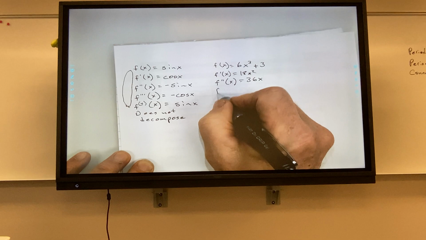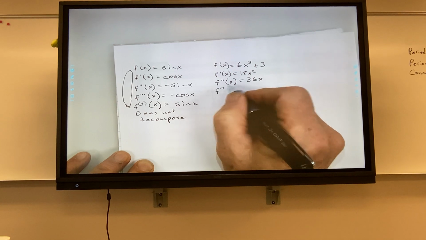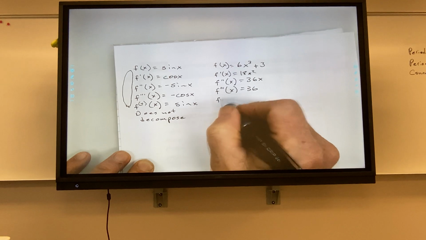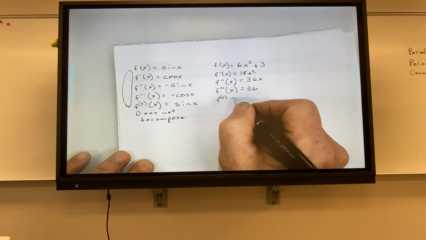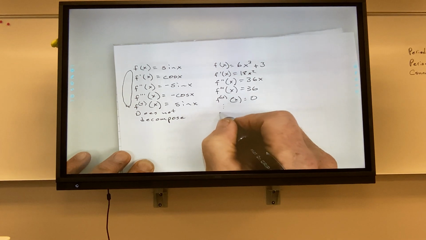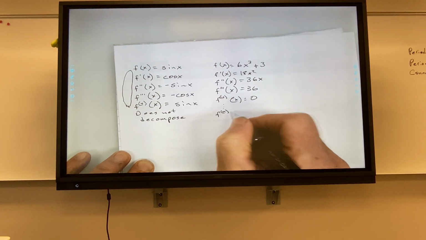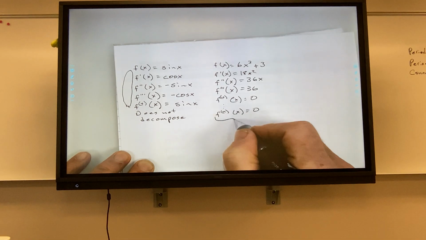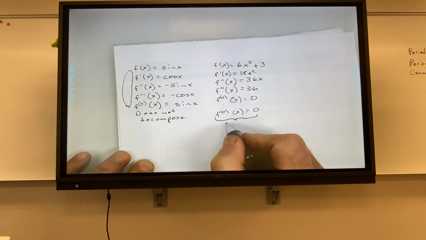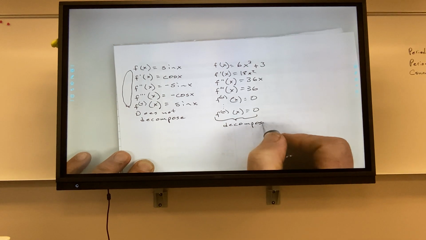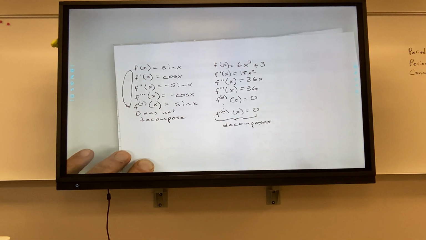Okay. What's the third derivative? 36. And what's the fourth derivative? 0. And that would be the derivative going on, right? Yeah. So we say that this decomposes, because eventually you just get 0.